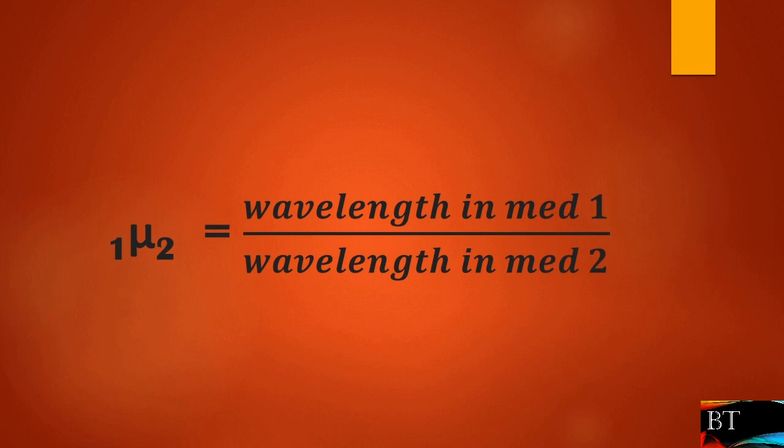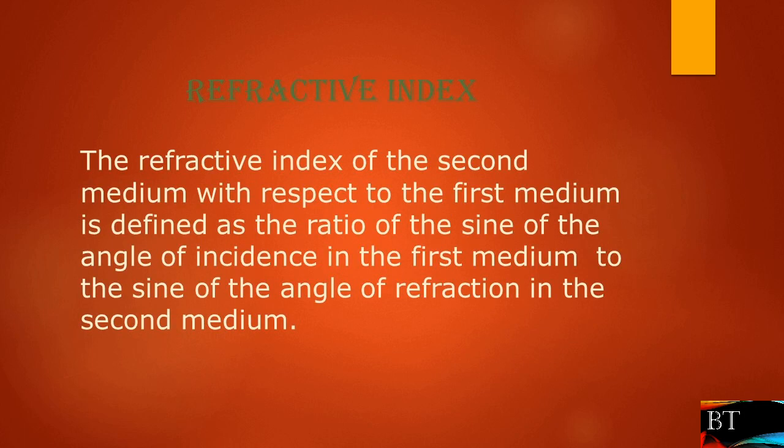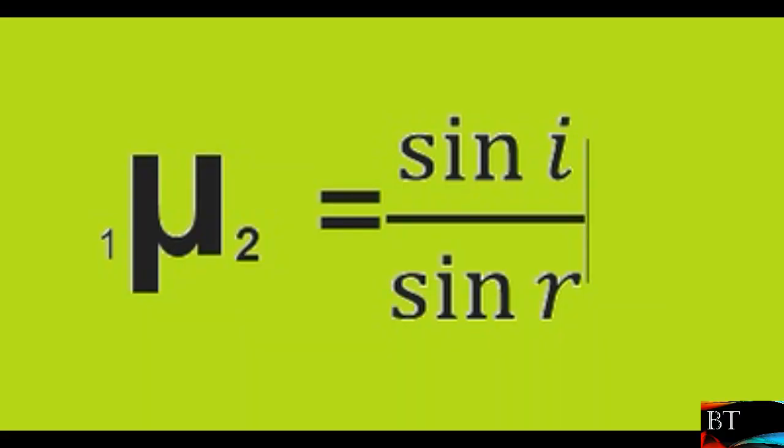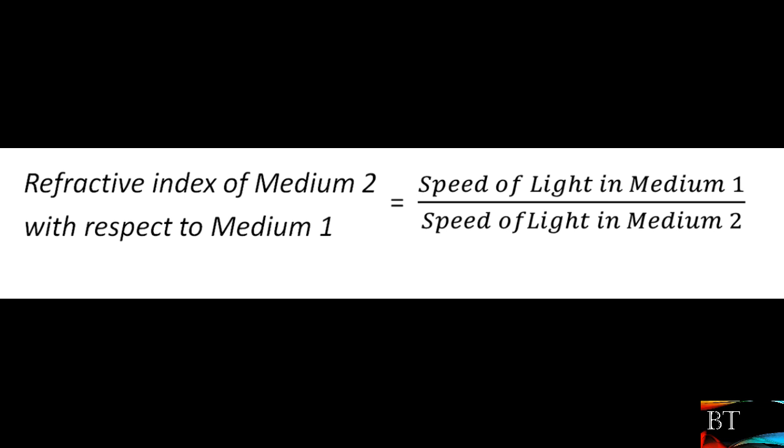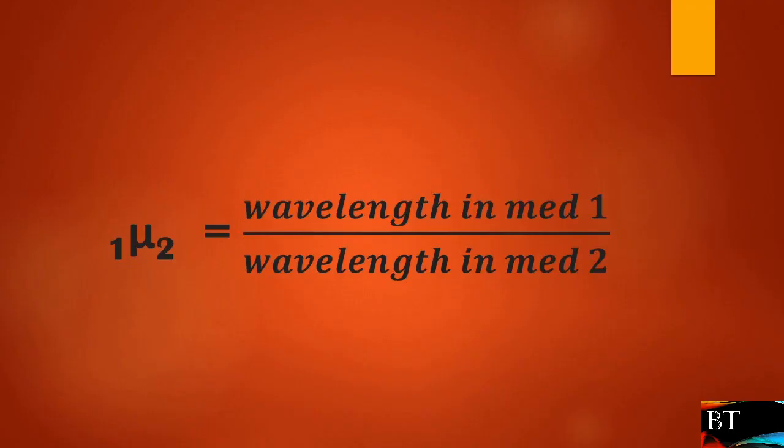Hence, we can define the refractive index of the second medium with respect to the first medium in three ways: as the ratio of the sine of the angle of incidence to the sine of the angle of refraction, or as the ratio of the speed of light in the first medium to the speed of light in the second medium, or as the ratio of the wavelength of light in the first medium to the wavelength of light in the second medium.